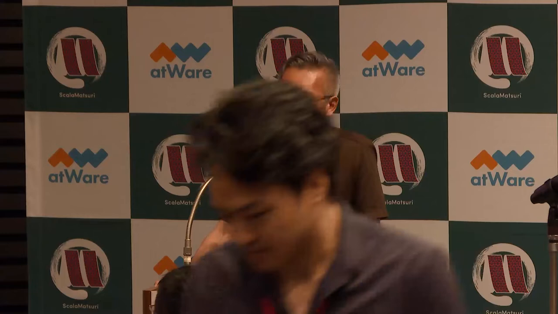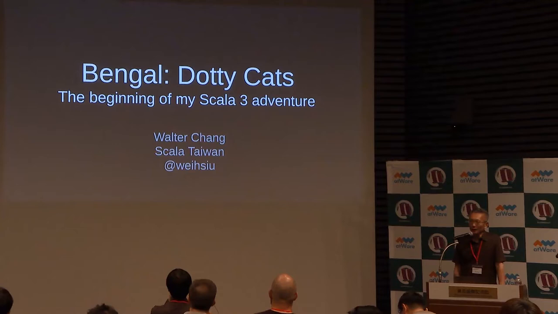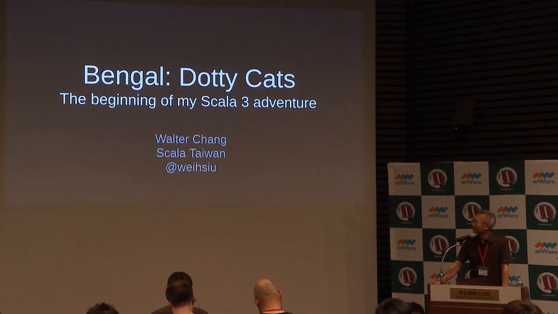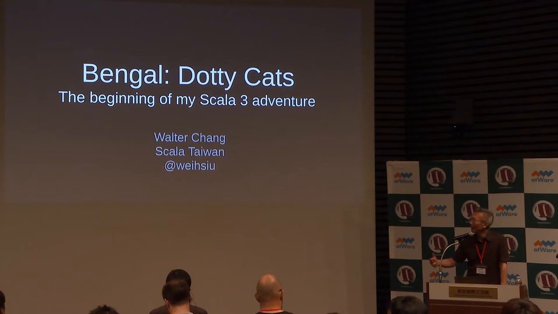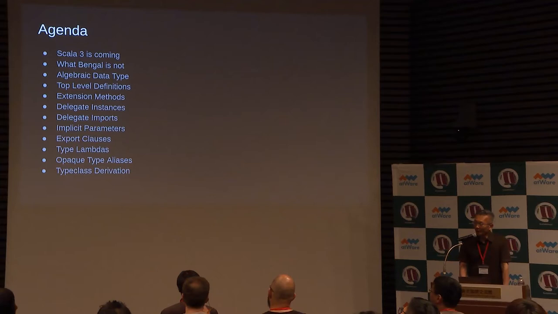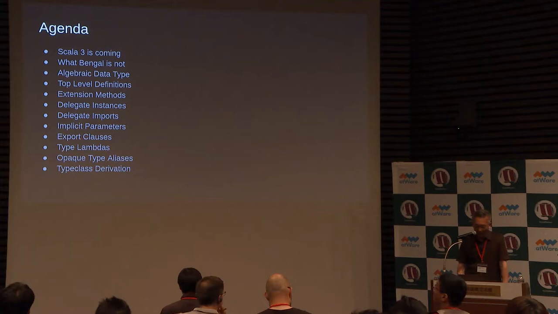So today we're going to talk about Bango. Bango is a pet project of mine. It's not really a library yet, and it probably won't be, but basically I'm just trying out Scala 3's new features, trying to write a functional type class library that sort of mimics Cats. And so the title, Bango Dotty Cats. Right, so here's today's agenda. I don't think we can go through all of them, so I'll try to get to the important stuff.